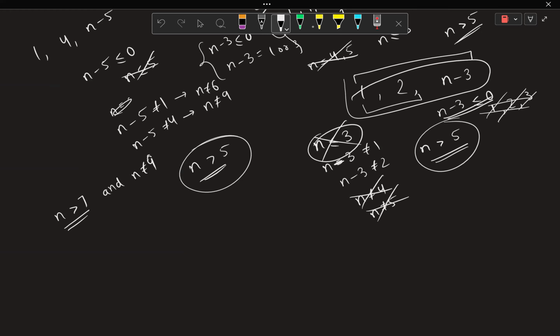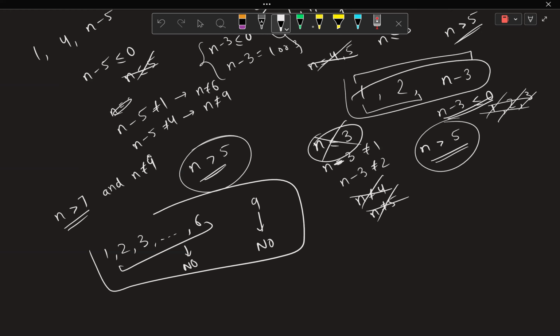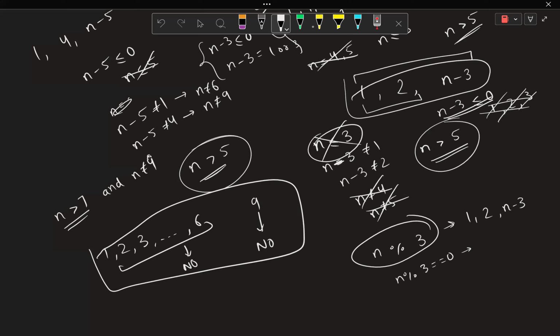After compiling all the observations we have got, you can see that for all the numbers from 1 to 6, it will have a no. For 9, it will have a no. These are the cases where it will have a no. For all the other cases, you just check if n is divisible by 3 or not. If n is not divisible by 3, just print 1, 2, and n minus 3. If n is divisible by 3, in that case, you can just say 1, 4, and n minus 5.